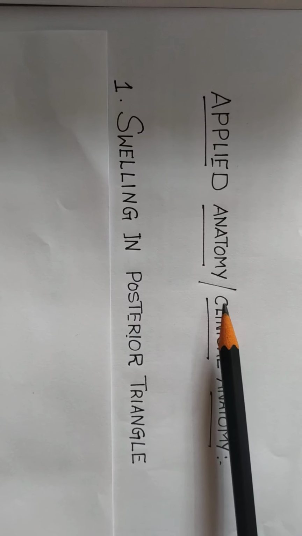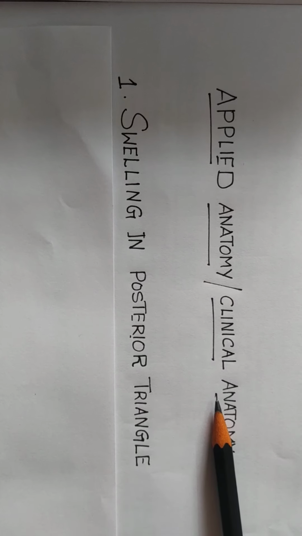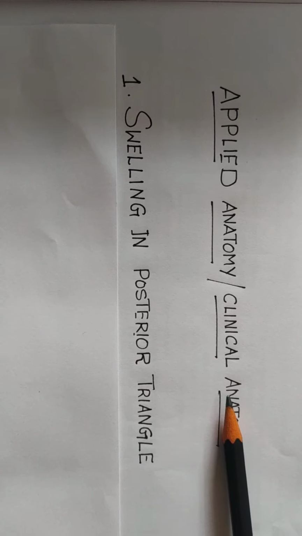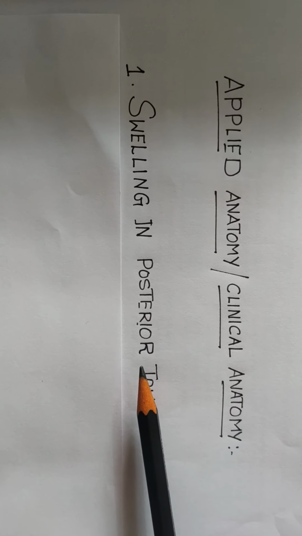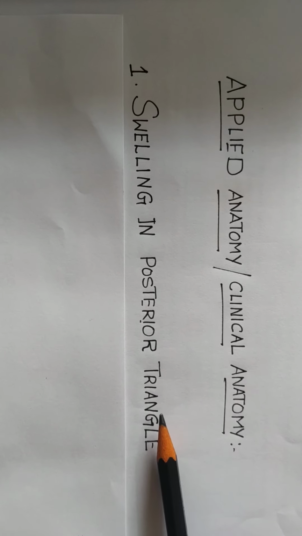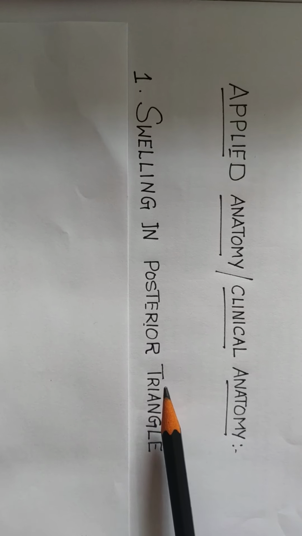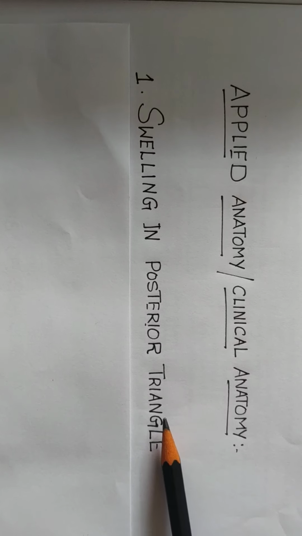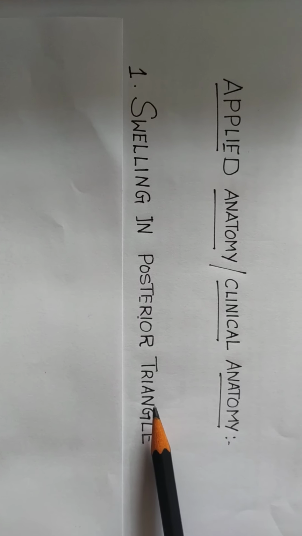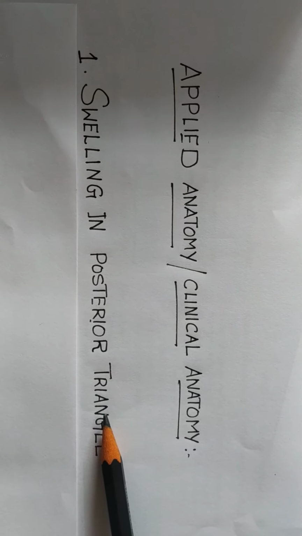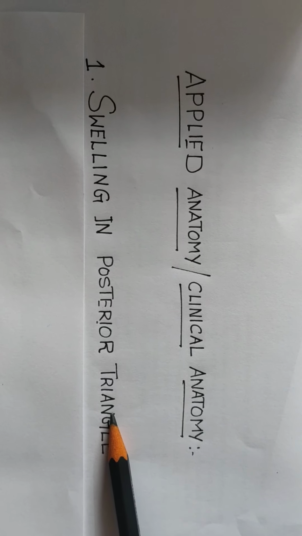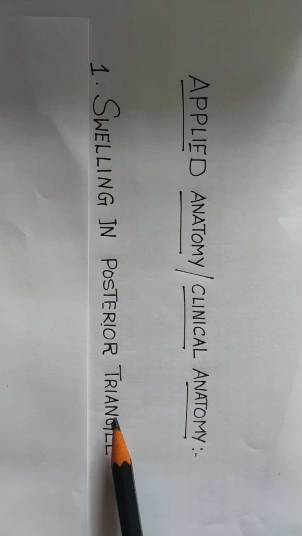Now we will discuss the applied anatomy or clinical anatomy pertaining to the posterior triangle. The first applied anatomy is swelling in the posterior triangle. We should know the common cause for swelling in the posterior triangle. The most common swelling in the posterior triangle is due to enlargement of supraclavicular lymph nodes.